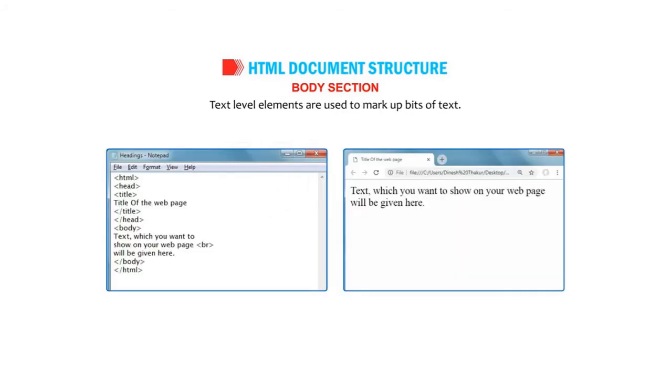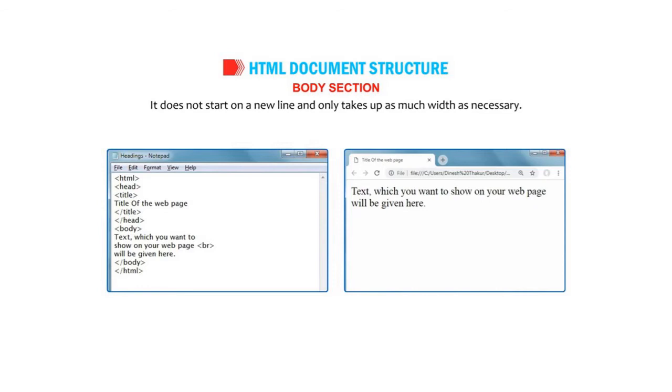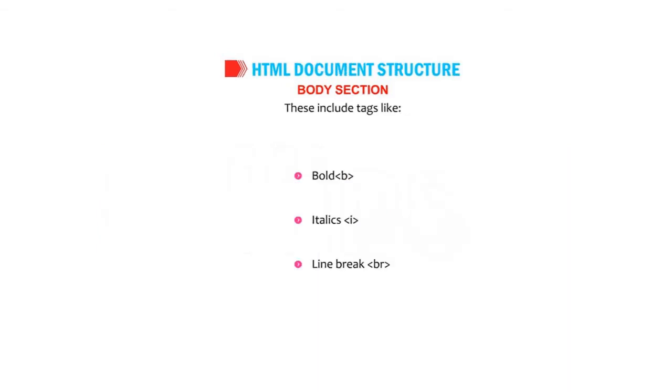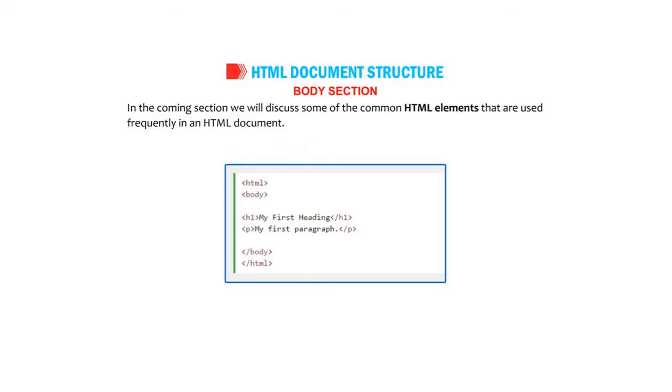The text level elements are used to mark up bits of text. They do not start a new line and only take up as much width as necessary. These include tags like bold, B tag, italics, I tag and line break, BR tag. Note: the main functional difference between these two types is that block level elements do cause line breaks, whereas text level elements do not cause line breaks. So in the coming section, we will discuss some of the common HTML elements that are used frequently in an HTML document.